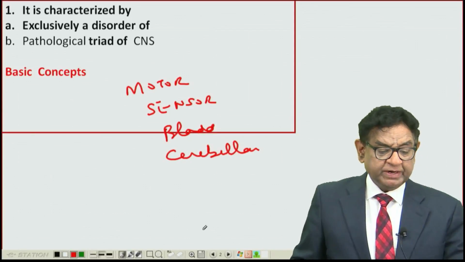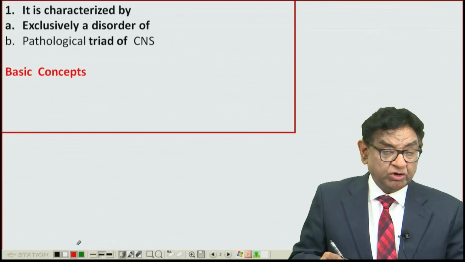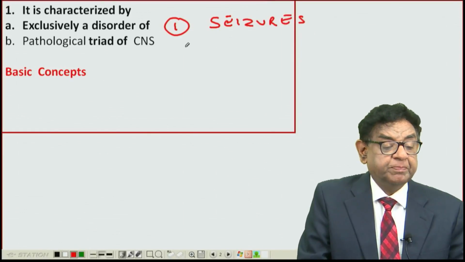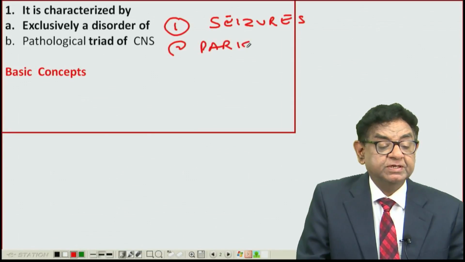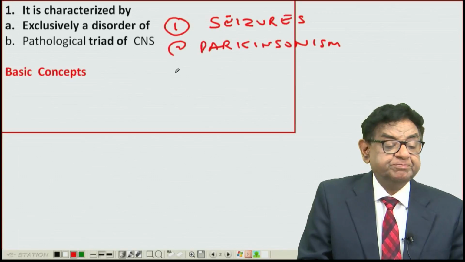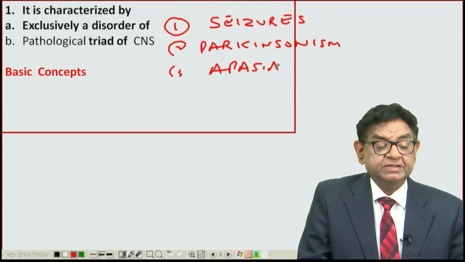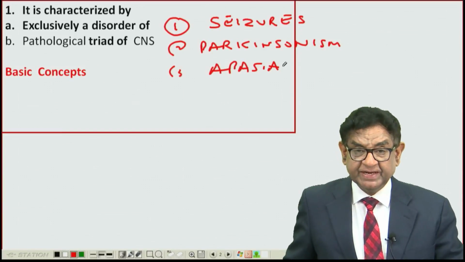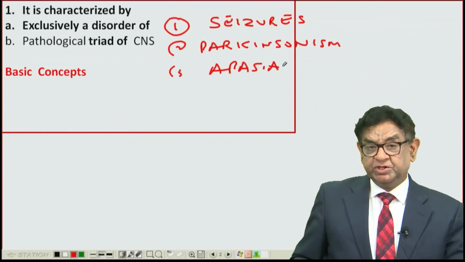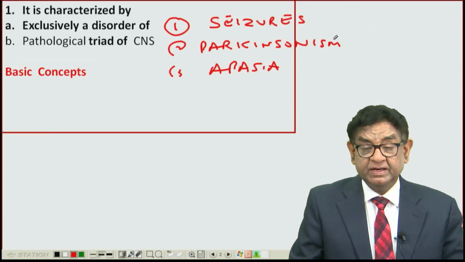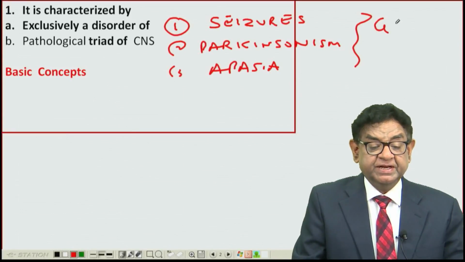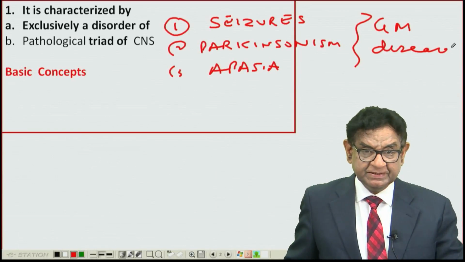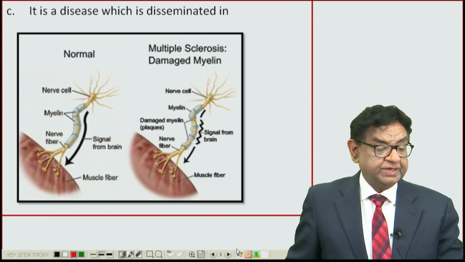Now, the features which do not happen, which is much easier for you to remember, are seizures, Parkinsonism, and speech aphasia, that is Broca's aphasia and Wernicke's aphasia. Broca's aphasia is a motor aphasia and Wernicke's aphasia is a sensory aphasia. These three things do not happen. Okay? Well, why do they not happen? Because these are gray matter diseases. So I hope I have simplified your subject of multiple sclerosis to a great extent. With this background, we move further.